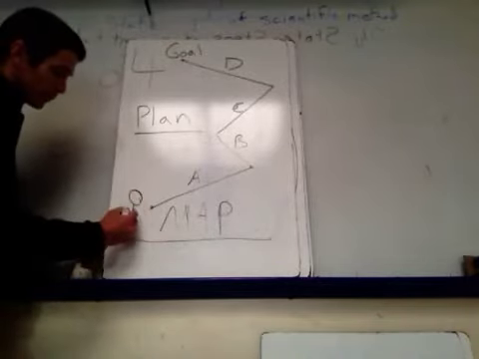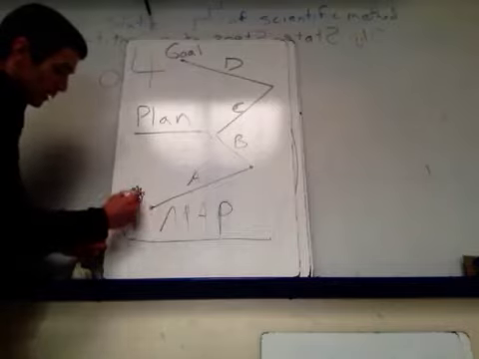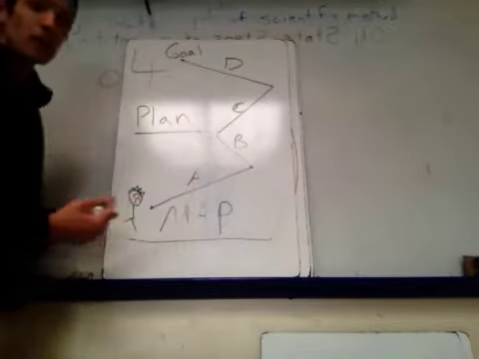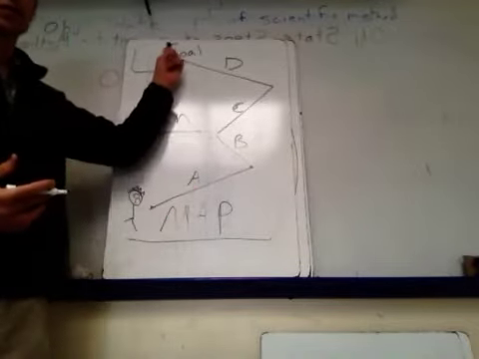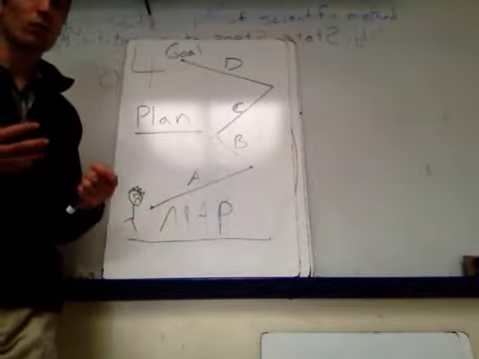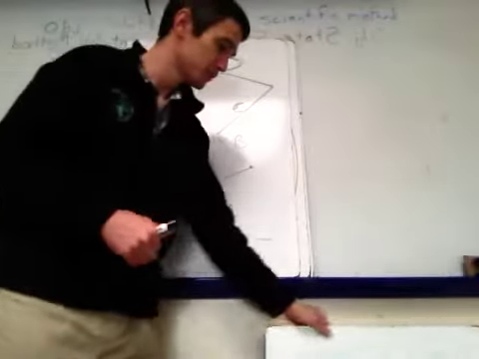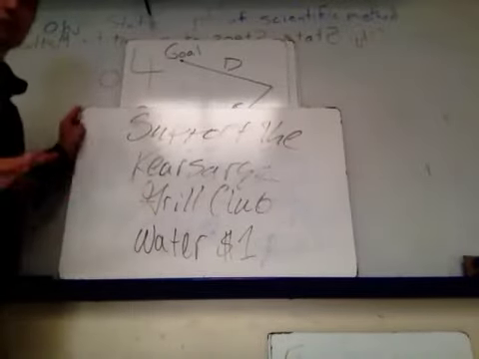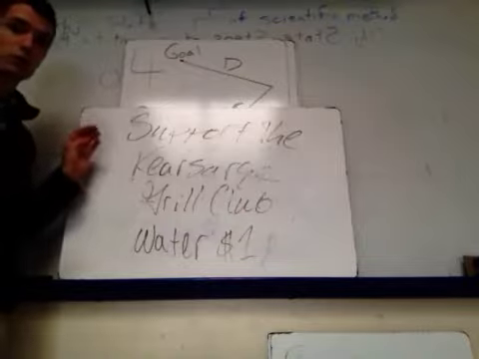Here I am. I have this thing, and I'm going to plan a map to my goal, to my what I want to know. And that's called a what. It's going to list what I'm going to do, what I'm going to use, that kind of thing. A sub-step of 4 is to support the Kearsarge Grill Club.